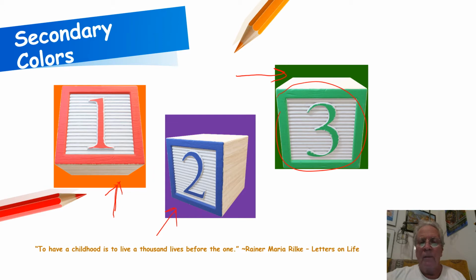Or violet. It's blue and red. So there are the secondary colors. So we've talked about primary colors, we've talked about secondary colors, and let's keep moving.